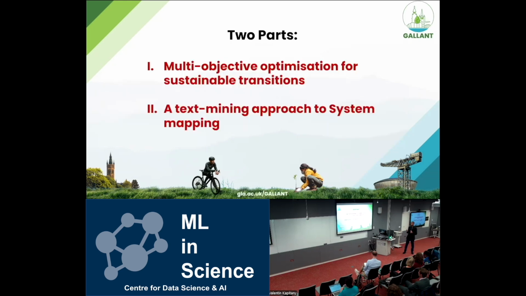So this talk will be divided into two main parts. The first part focuses on a multi-objective optimization for social and environmental targets. And in the second part, I will introduce a text mining approach supported by a novel machine learning algorithm in order to inform this optimization model.